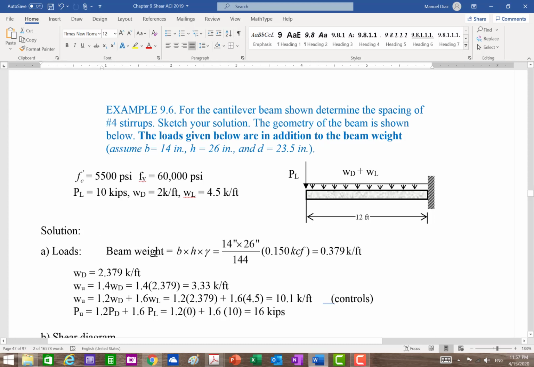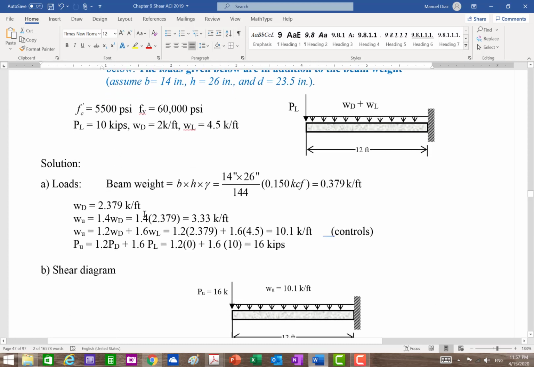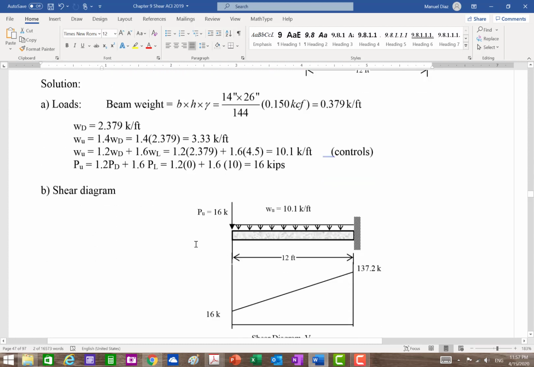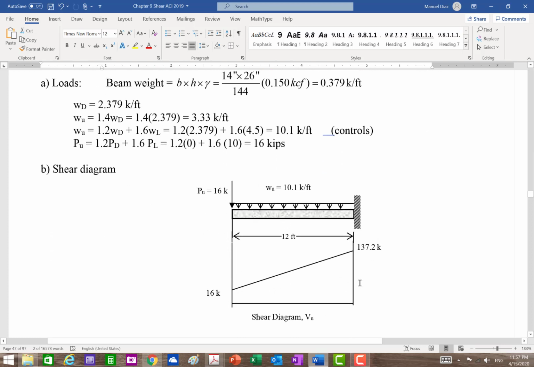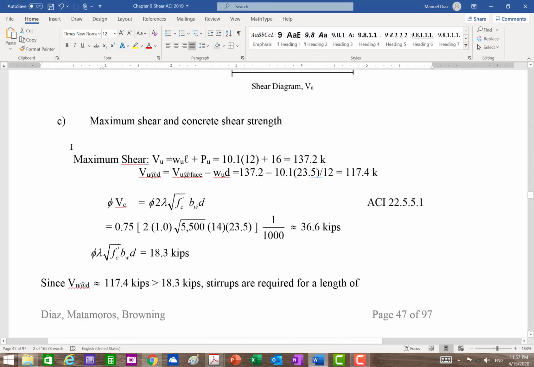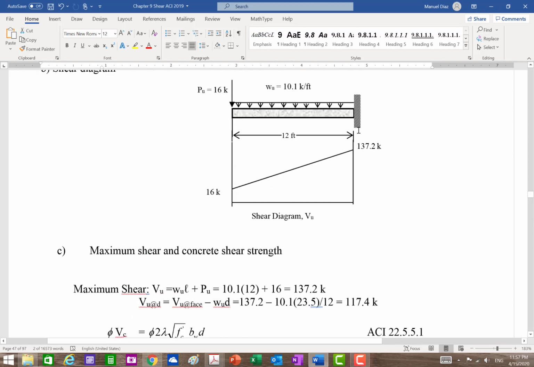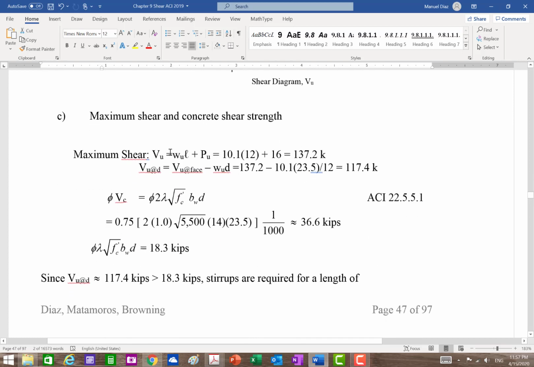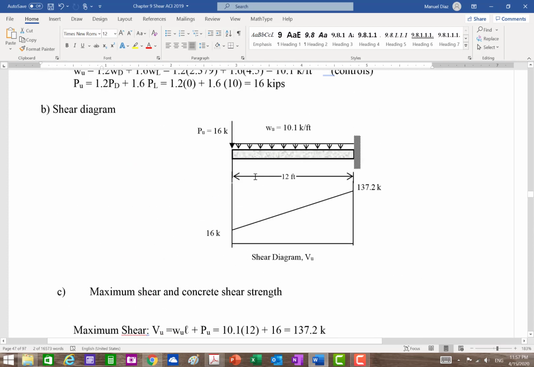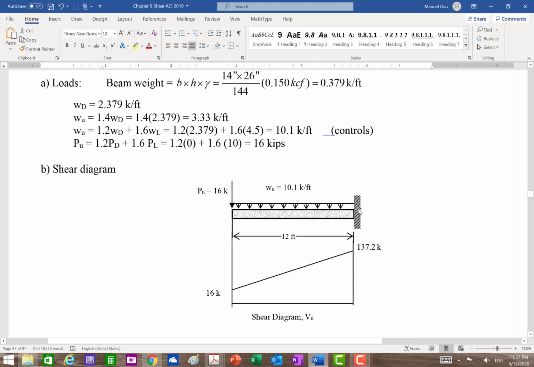So we start here, find the beam weight, find our load combinations, load our beam, find our shear diagram, all that is the same. Find my shear, that will be my shear at the support, right? And then you find it at the distance d, using the same formula, it will be Vu at d minus the load times d, right? Because there is no other load here, so we're good.